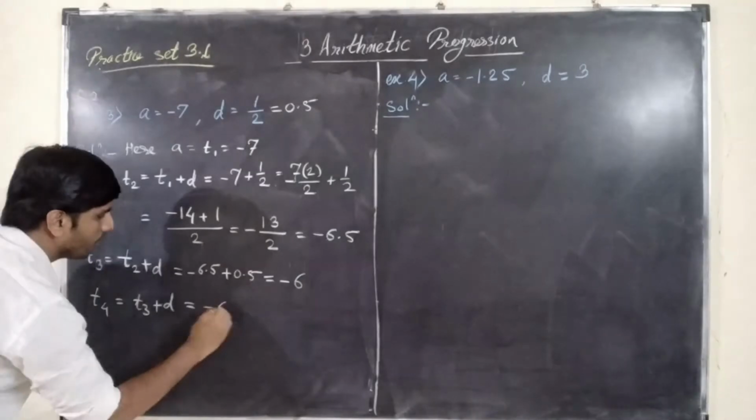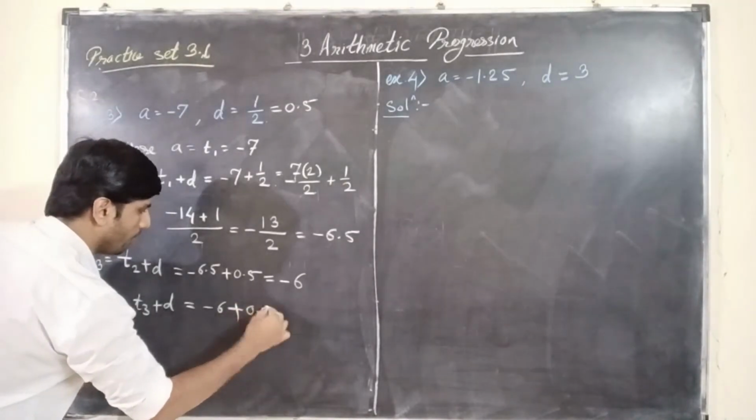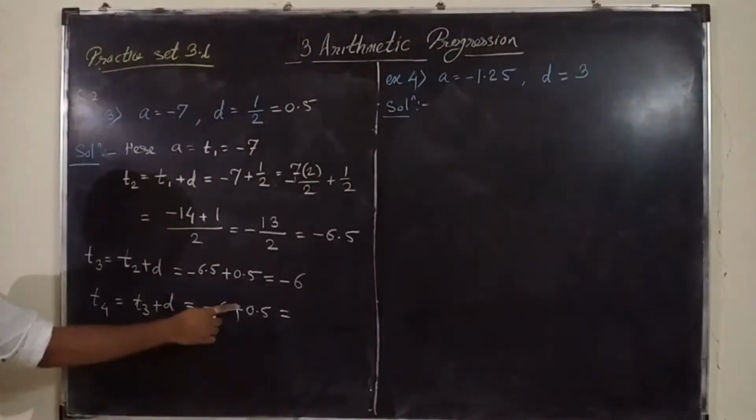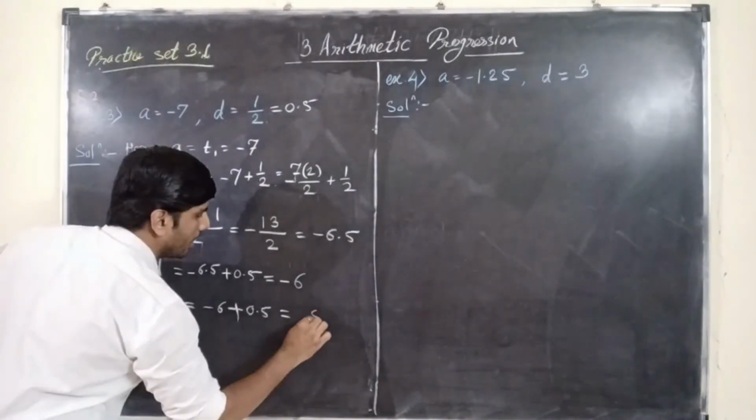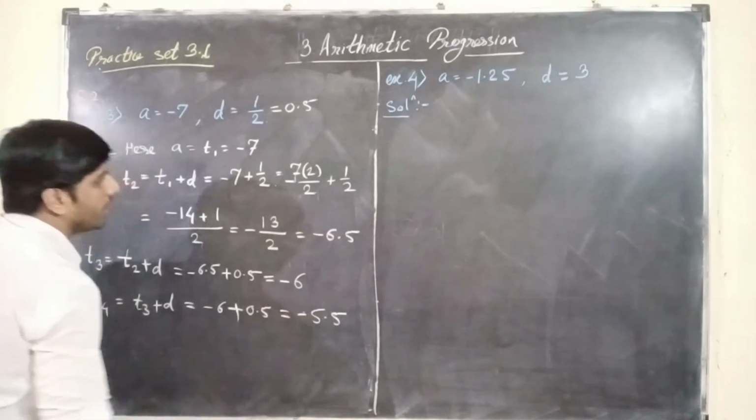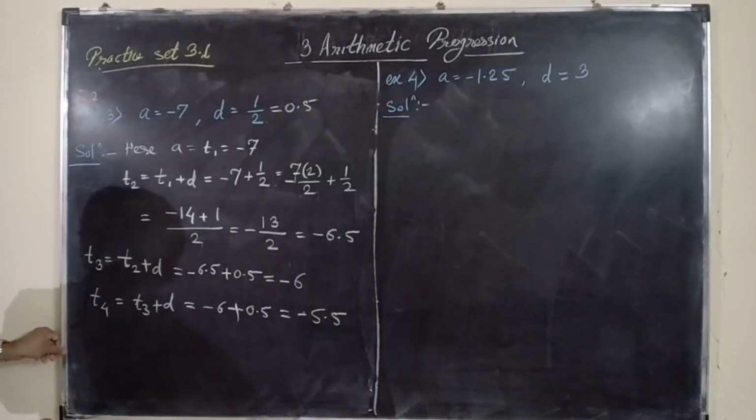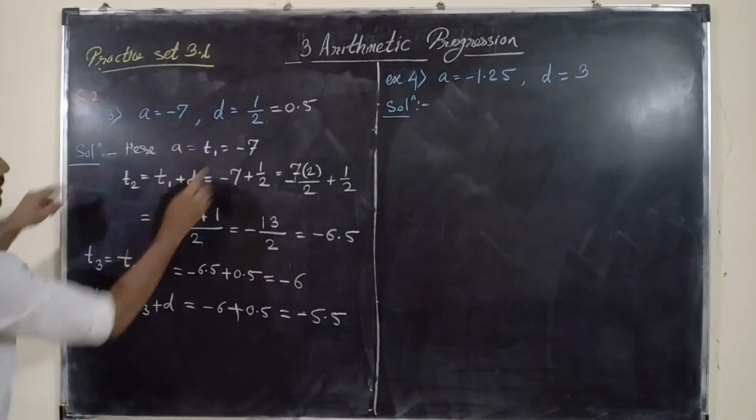Here negative 6 plus 0.5. Here signs are opposite, so subtraction will take place. So here we will get 5.5 and greater number sign, that is negative 5.5. Therefore the first term is negative 7.